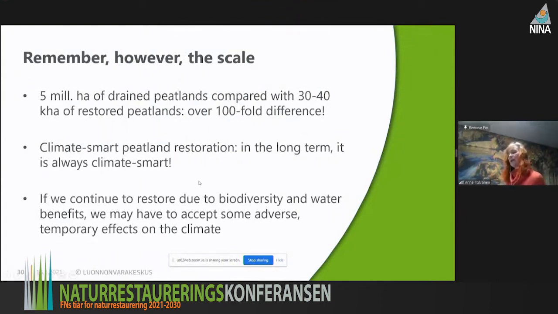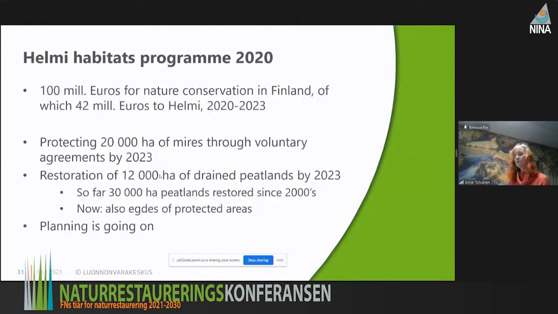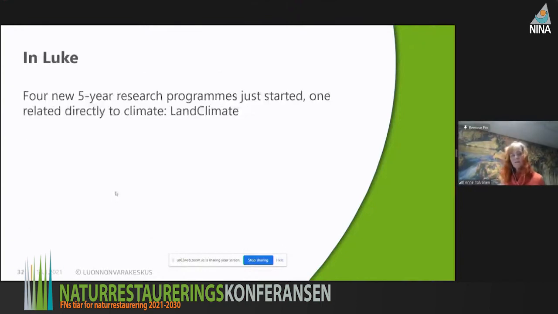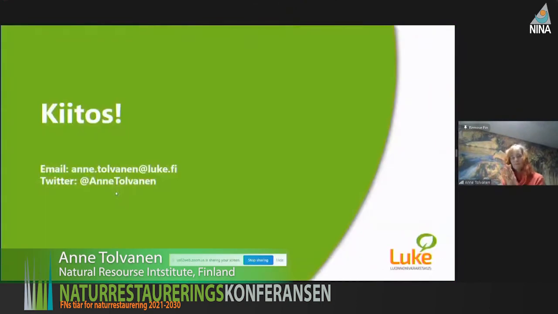And if we think about climate smart restoration, in the long term, it is always climate smart. And so this is where we have to think about it. In Finland, we have a huge Helmi Habitats program for the moment where we are aiming to restore 12,000 hectares of green peatlands in 4 years compared to 30,000 which have been restored during the last 20 years. So we have to prioritize our areas now. So that's why these calculations are important. I won't go to show our new research programs, but yes, here.